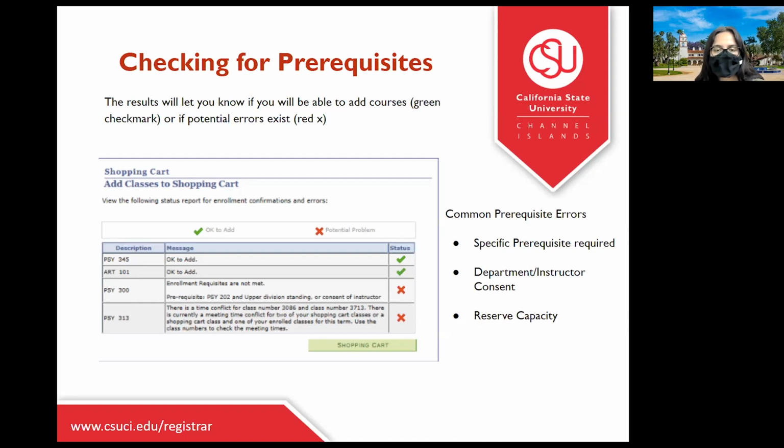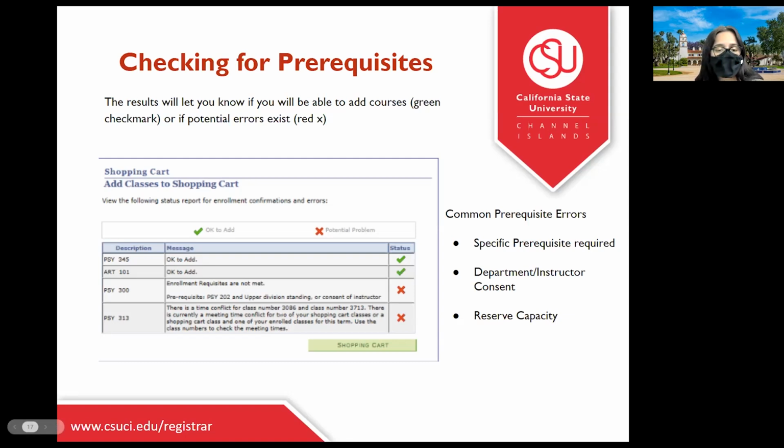In this example, you will see that for Psych 300, there is a prerequisite error regarding Psych 202 and upper division standing or consent of the instructor. So what does that mean? This means that both Psych 202 and upper division standing need to be satisfied in order to enroll in the class. If you don't meet both of these prerequisites, you will need instructor consent, which means you will need to contact the instructor for a permission number to add the class.